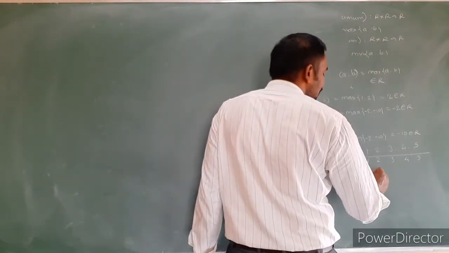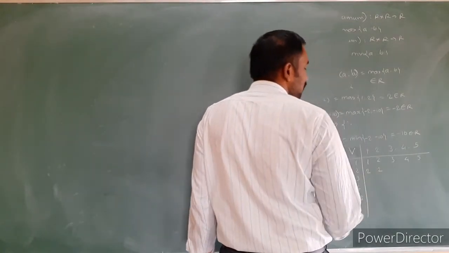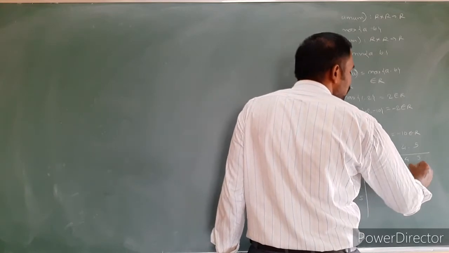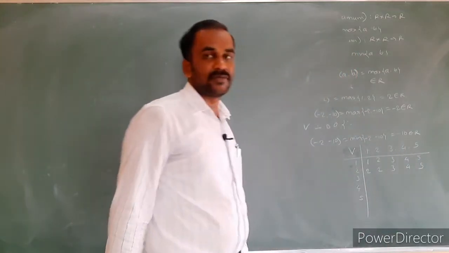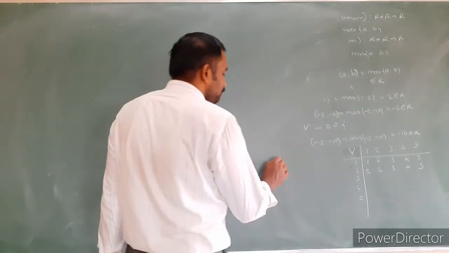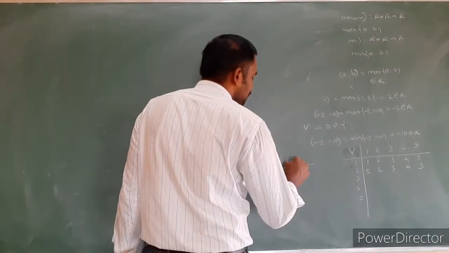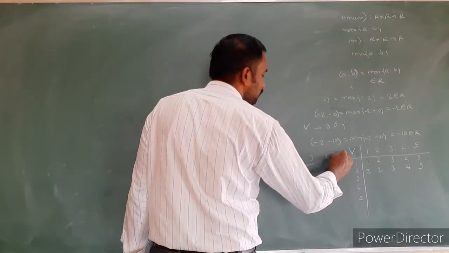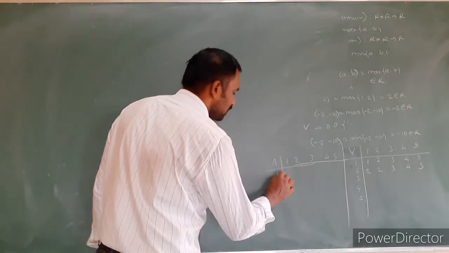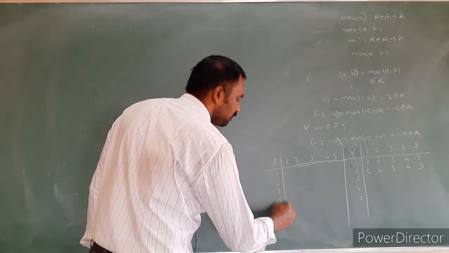Similarly, 2 and 1 maximum value. 2 and 2 maximum value. 2 and 3 maximum. 2 and 4 maximum. 2 and 5 maximum. That's all. Similarly, in the infimum also we can write 1, 2, 3, 4, 5. So here also 1, 2, 3, 4, 5.